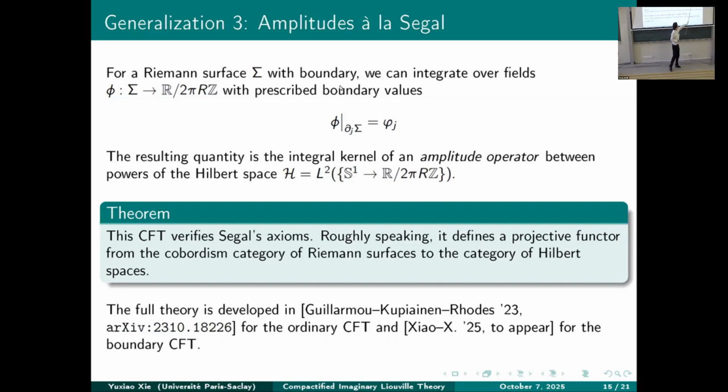This functor is projective in the sense that everything is up to a multiplicative constant. So if you glue two things, they are not going to be exactly equal, but they're going to differ by some constant. And the full theory is in this paper by Guillarmou, one of the organizers, and Kupiainen and Rhodes, who were here last week.